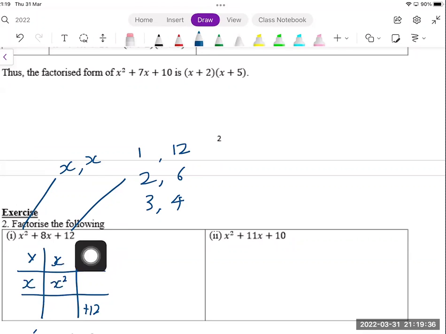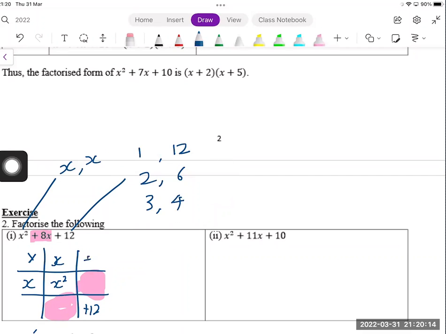Then for the other two spots, what I'm trying to get is that eventually my diagonal needs to give me plus 8x, correct? So here and here need to give me plus 8x. So which pair of factors should I use? After a while, just by looking, you can roughly tell. You don't need to try one by one, because if you try 1 and 12, x plus 12x, you get 13x. 3 and 4, 3x plus 4x, you get 7x. So it's quite clear that the answer will be 2 and 6.